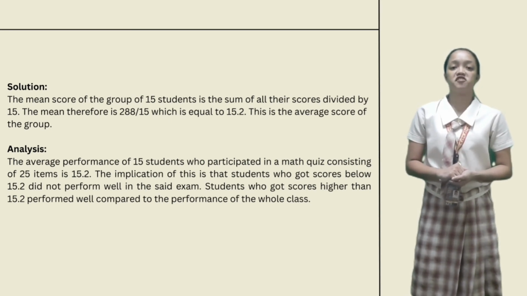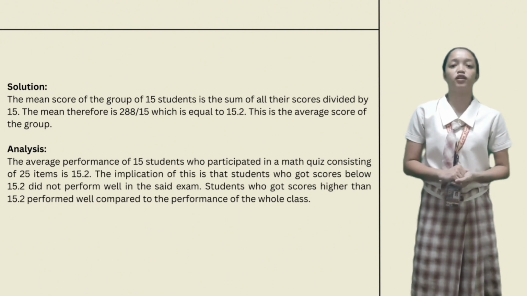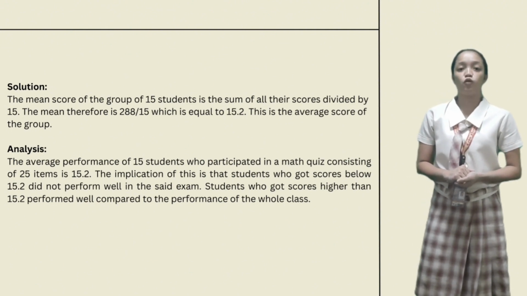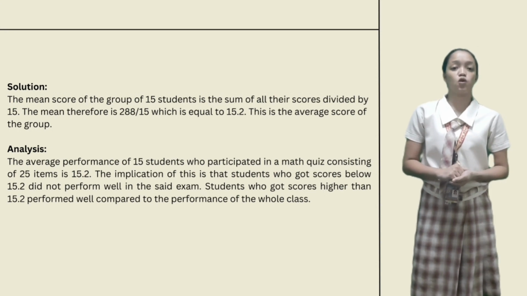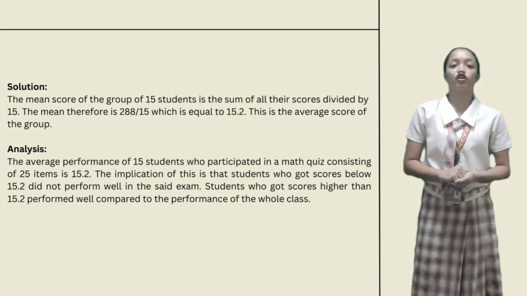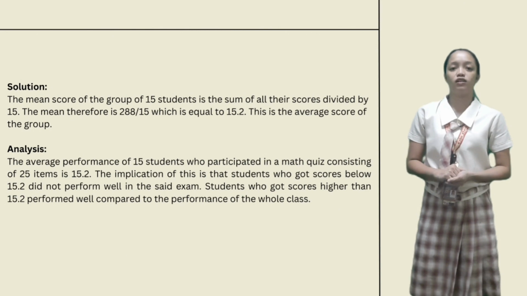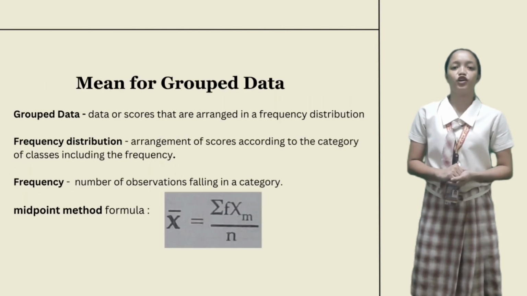So the implication of this is that students who got a score below 15.2 did not perform well in the SAT exam, and students who got scores higher than 15.2 performed well compared to the performance of the whole class. So now let's proceed to the mean for group data.